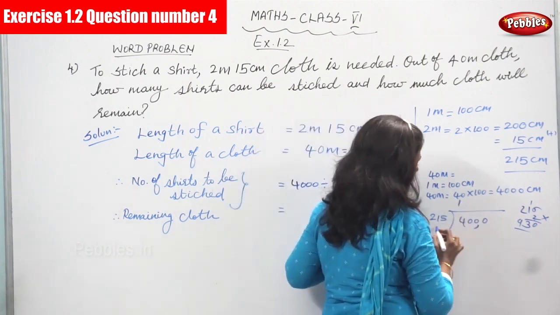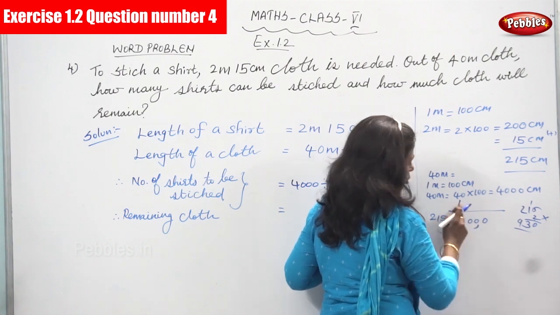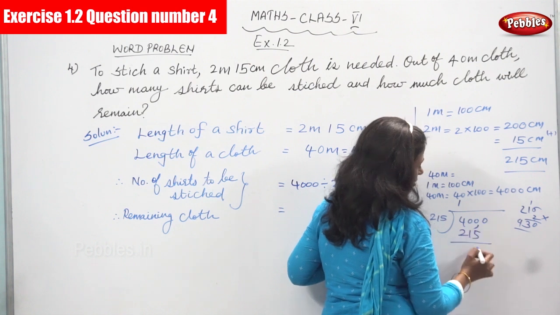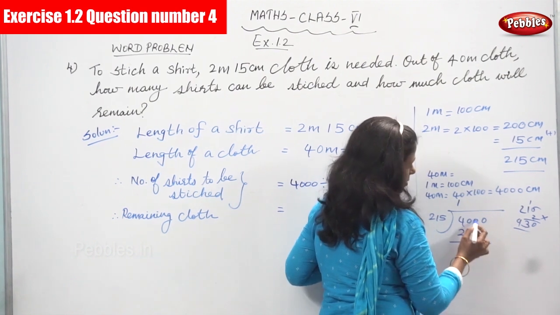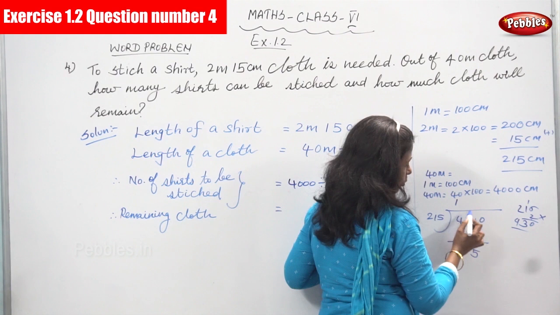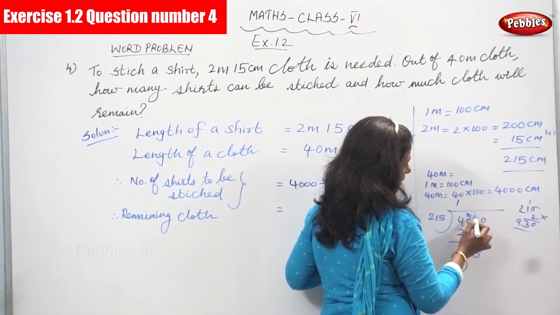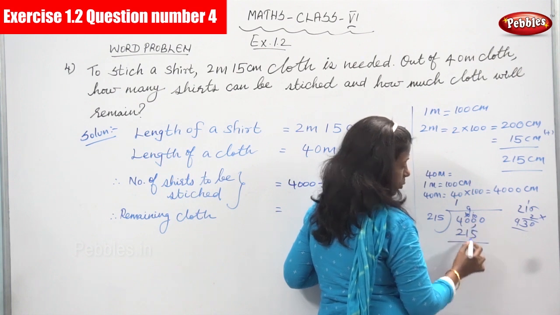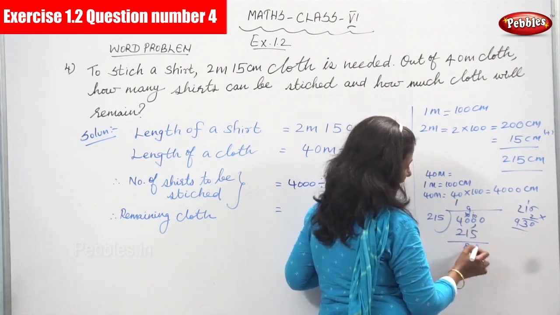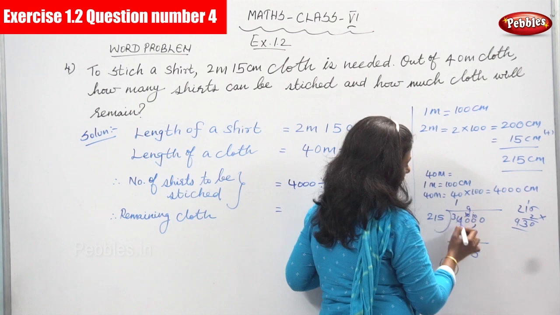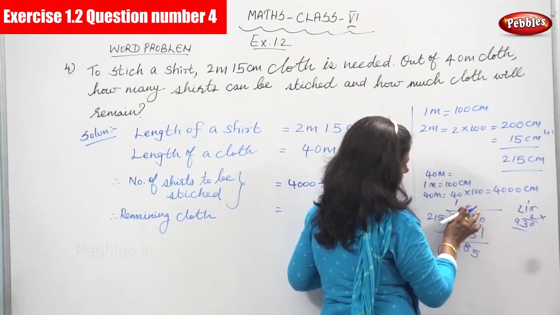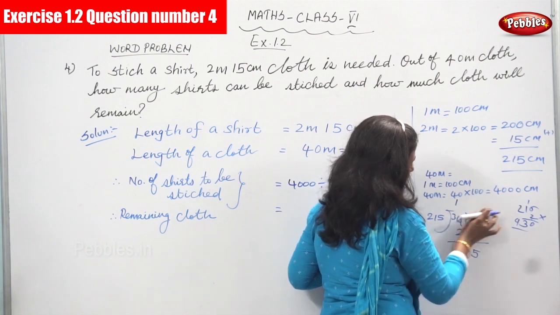So 215 into 1, you get 215. For the remaining, 0 minus 5 you can't subtract, so you have to borrow from here. So this becomes 10, and after that it will become 9, and this becomes 10. So 10 minus 5, you get 5. 9 minus 1, you get 8. The remaining is 3, 3 minus 2, you get 1. After that you have to compare these two numbers.